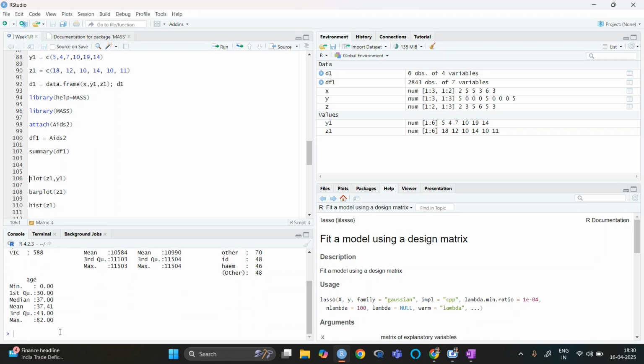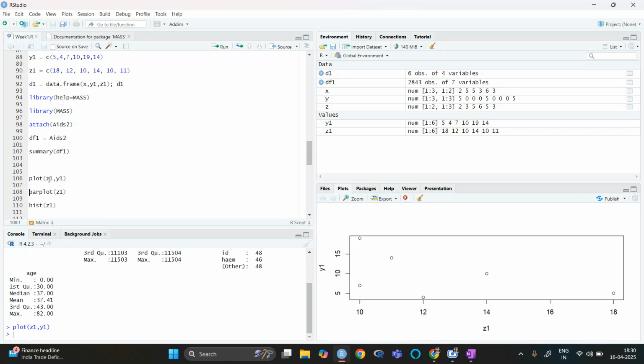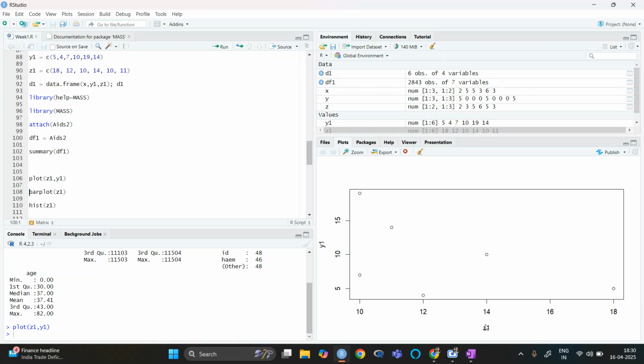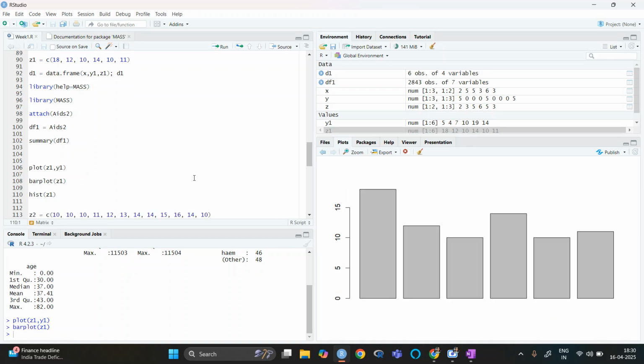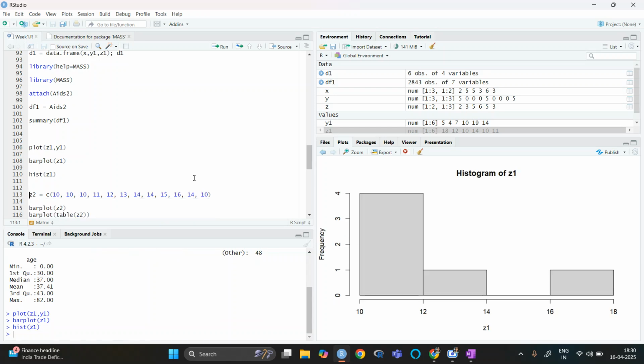Now if we move to the plots, you can have plots like this one, which is a bivariate plot. You have z1 and y1, and the data points are very few here, so it is very tough to find any result from it. You can have a bar plot, and you can have a histogram.